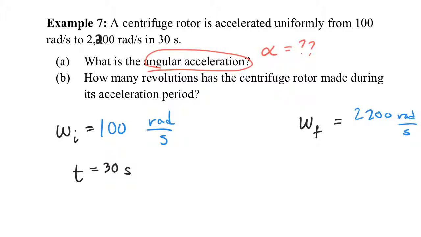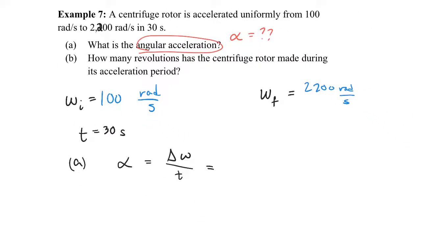So in part A, we're going to have to calculate alpha. We know the equation for it already, and there it is. We could all probably do that already for the first part. Part B is going to be the part that's a little trickier.